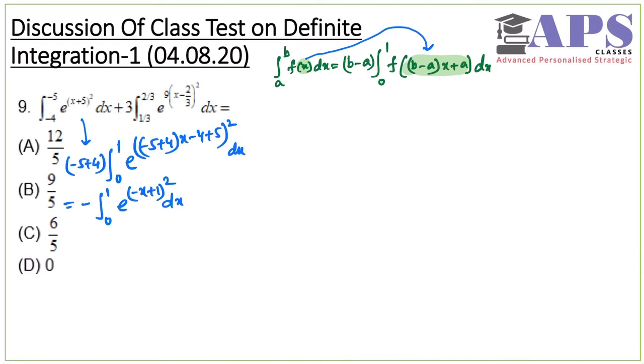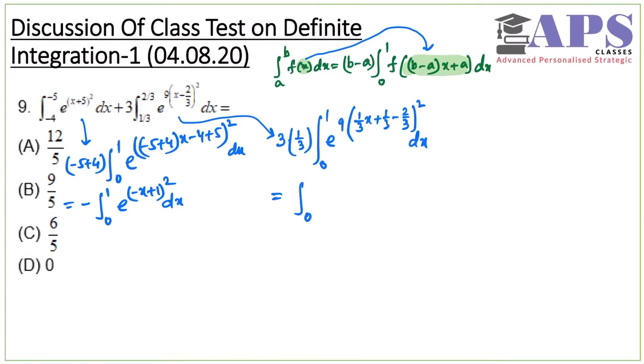Now if I simplify the second integration by the same property, converting the limits into 0 to 1, what I get, there is a 3 outside, and here b minus a is nothing but 2 by 3 minus 1 by 3, which is 1 by 3. So let's put 1 by 3 into integration 0 to 1. In place of x I have to put that. So I have a 9, and in place of x I have to put b minus a, that is 1 by 3 into x, and then plus a, which is 1 by 3, is already a minus 2 by 3, and whole square dx. So this is becoming 3 into 1 by 3 is 1, 0 to 1 e to the power, LCM 3 square 9 is getting cancelled, and I am getting x minus 1 whole square dx.